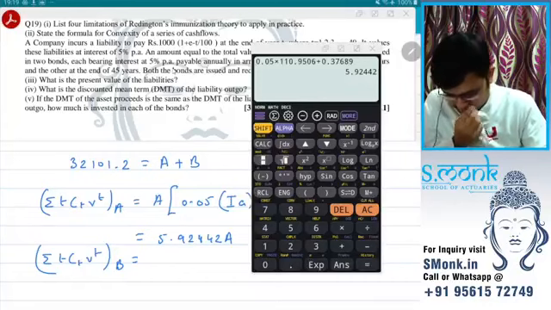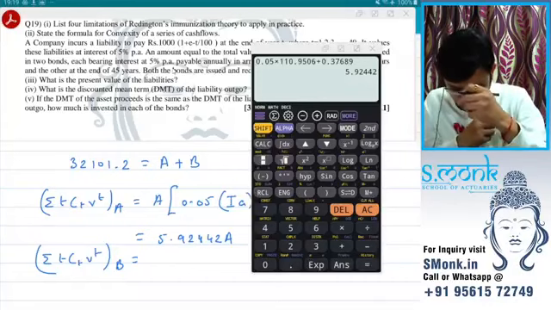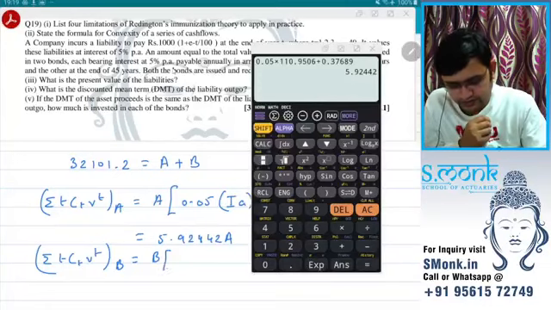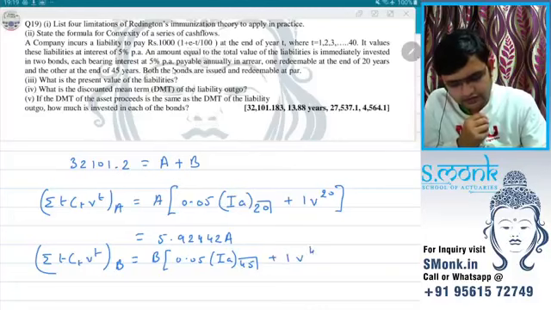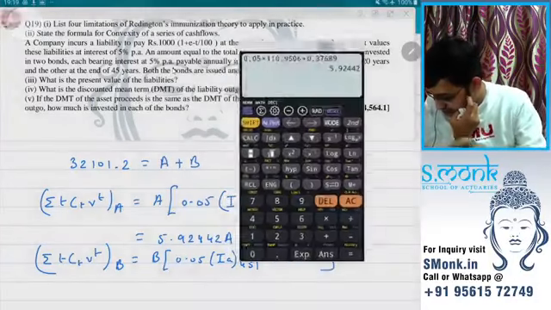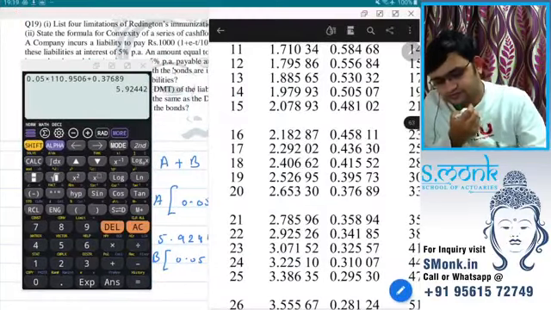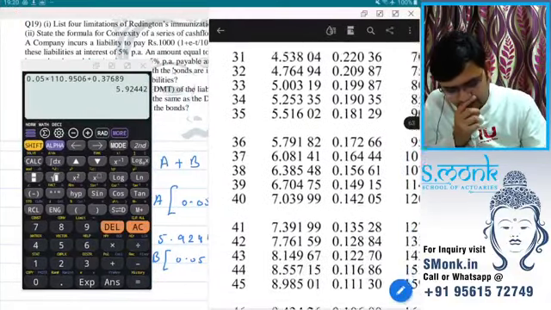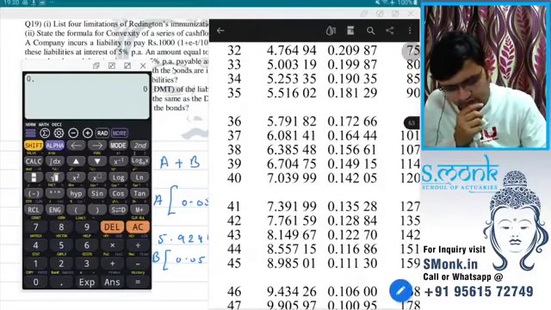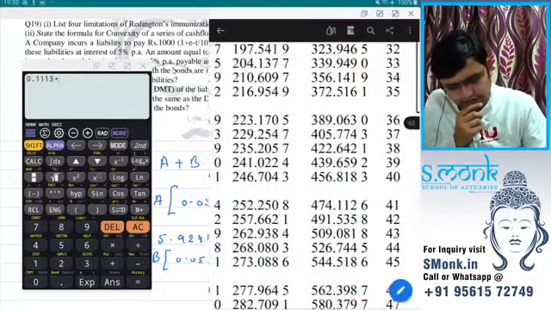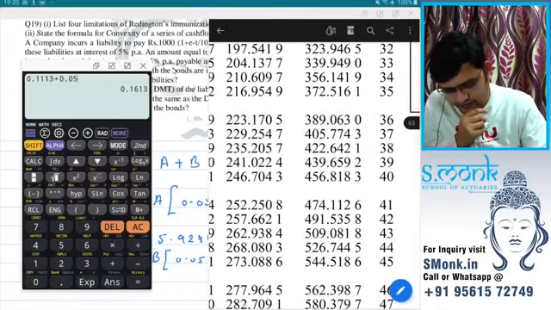And similarly summation t Ct v raised to t for bond B would be what? 45 years, B into 0.05, IA 45, plus 1, v raised to 45. So same thing we have to do for 45 years. v raised to 45 would be 0.1113 plus IA 45, so 0.05 into 273.